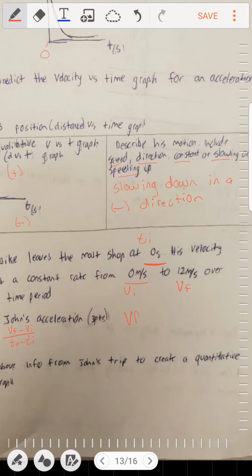V sub f, v sub I, t sub f, t sub I. V sub f equals 12 meters per second. V sub I equals 0 meters per second. Now, this is important to note: it's 0 meters per second for velocity. It's not a position. If it was just a distance or position, it'd be 12 meters or 0 meters. It's velocity, so that means it's getting a faster velocity. And your t sub f equals 6 seconds, and your t sub I equals 0 seconds.